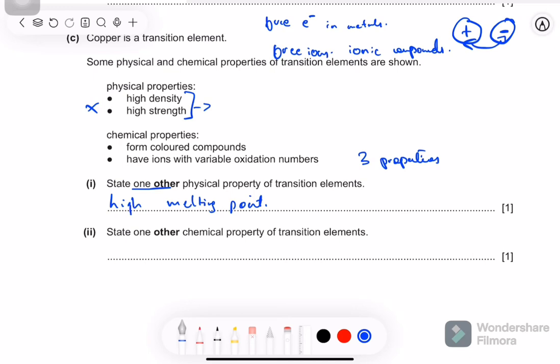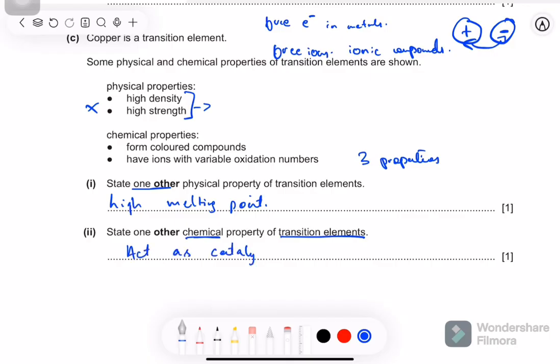Recall. This is simply recall. State one other chemical property of transition elements. This is entirely from the periodic table, in which you have to study the various groups and their properties. They can act as catalysts.